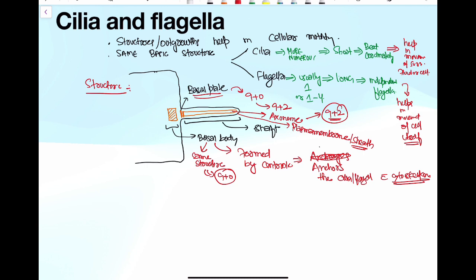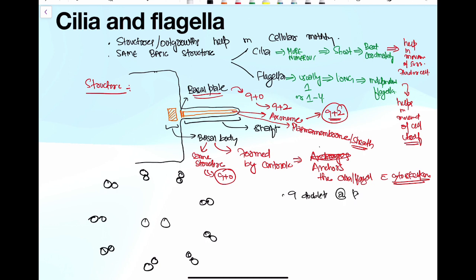In that 9 plus 2 cartwheel arrangement, which is drawn in your book also, we have two central singlets of microtubules and 9 peripheral doublets of microtubules. So 1, 2, 3, 4, 5, 6, 7, 8, 9. These are 9 doublets at the periphery, and 2 singlets at the center.